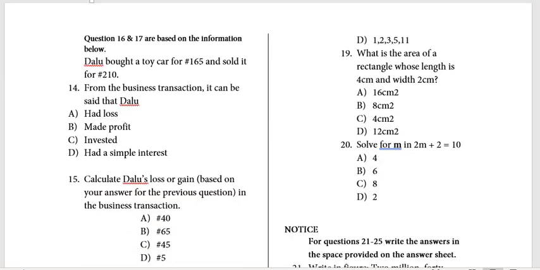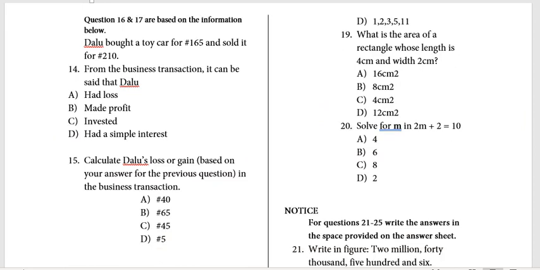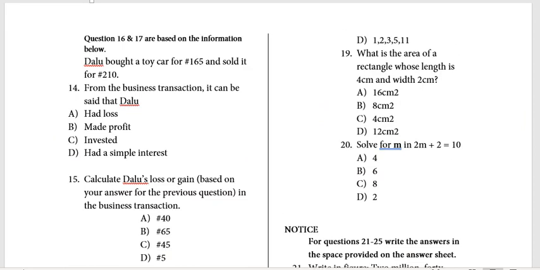Question 16 and 17 go together, and let's get them. Question 16 17 says Dalo bought a toy car for 165 naira and sold it for 210. Wow, that's nice, the business person. Question number 14 says from the business transaction it can be said that Dalo had loss, made profit, invested, or had a simple interest.